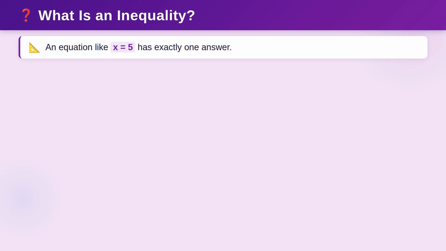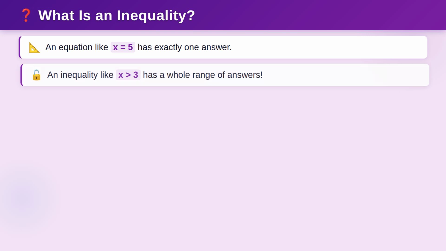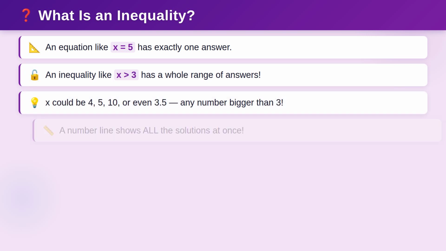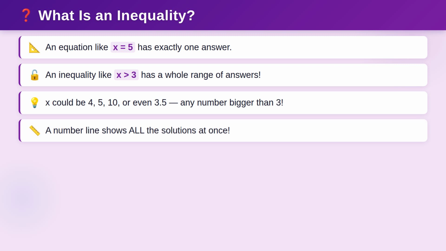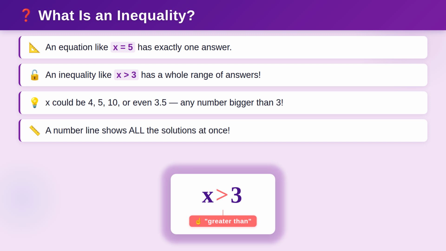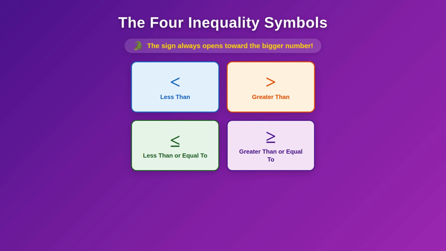So, what even is an inequality? Maya remembers equations, like x equals 5. That has exactly one answer. But an inequality is different. When we write x is greater than 3, we're saying x could be 4, or 5, or 10, or even 3.5. Any number bigger than 3. That's a whole range of answers, and a number line is the perfect way to show all of them at once. Pretty cool, right?